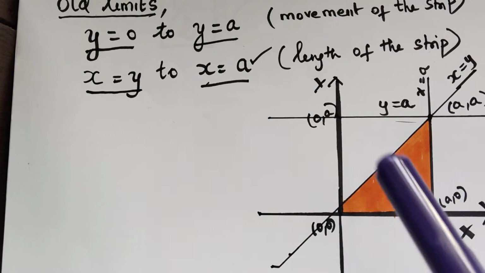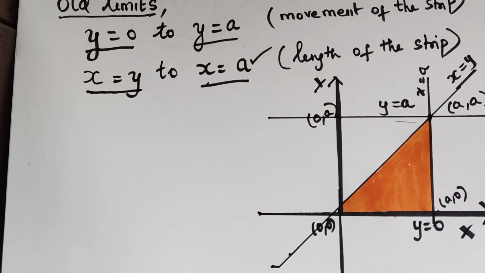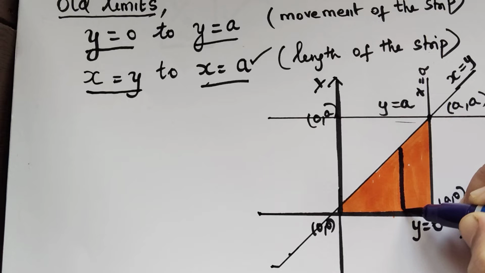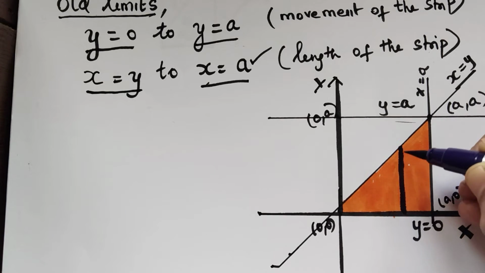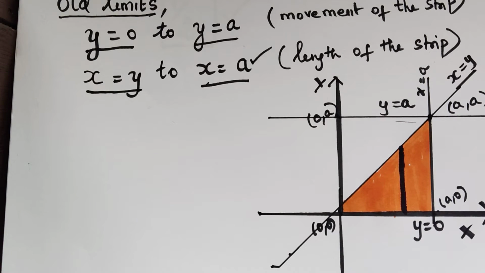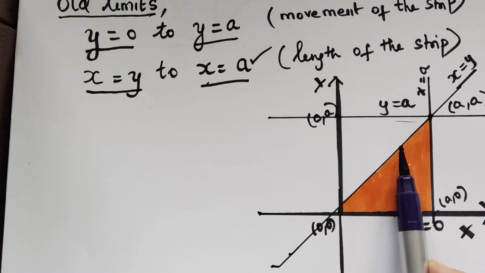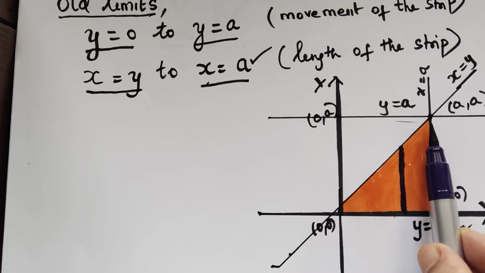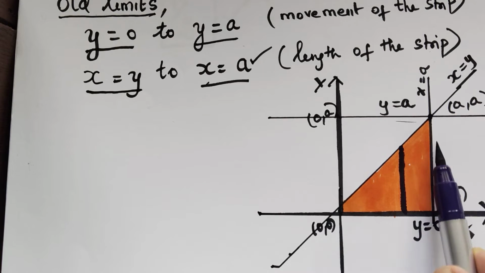Whereas now we are going to find the new limits, because we are changing the order of integration. Now for the new limits, the strip has to be drawn parallel to y-axis. So I have drawn the strip parallel to y-axis, and therefore the movement of the strip will be like this. So if you see, this will be the length of the strip here, it keeps on moving like this, and at a particular point this is the length of the strip, and as it moves till here, it will be to the fullest length till here.